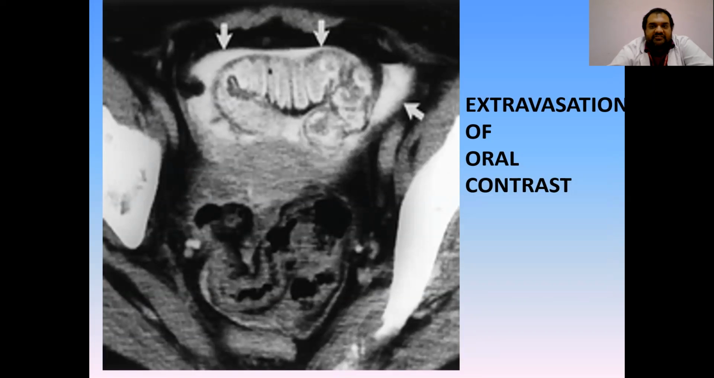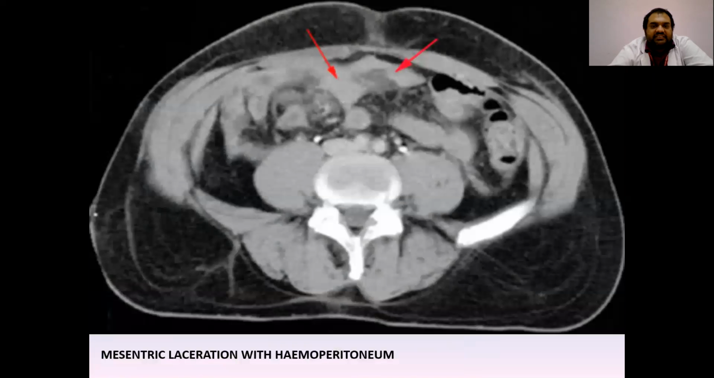And this is CT showing the extravasation of the oral contrast. In the axial section of the CT, we see the mesenteric laceration with hemoperitoneum. You can see the hypoechoic fluid here in the mesentery.